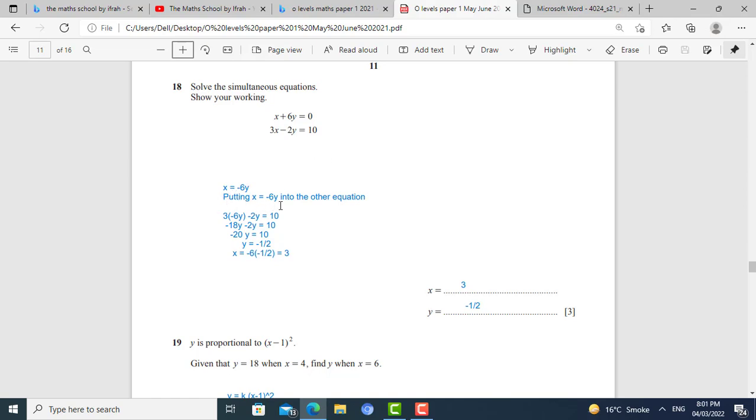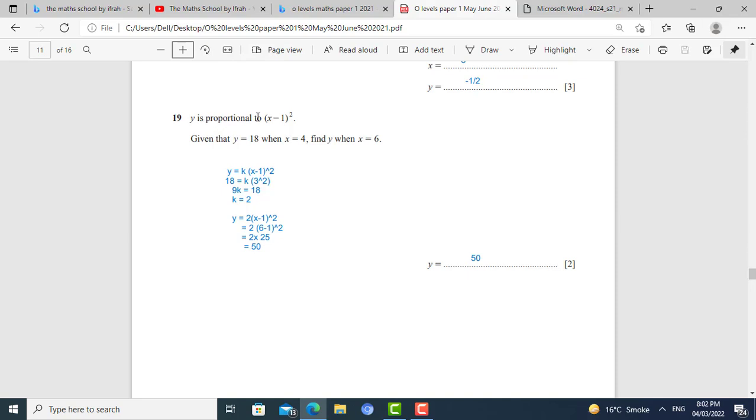Putting x is equal to minus 6y into the other equation, we get 3 into minus 6y minus 2y is 10. Minus 18y minus 2y is 10. Minus 20y is 10. y is minus 1 by 2. And x is minus 6 into minus 1 by 2, that is 3. So the value of x is 3 and the value of y is minus 1 by 2.